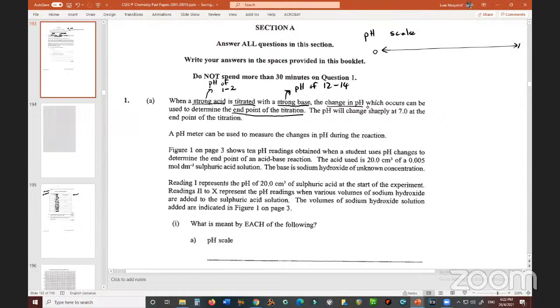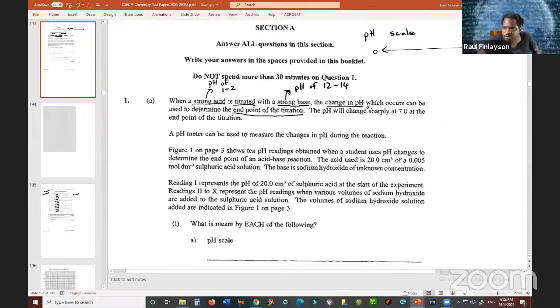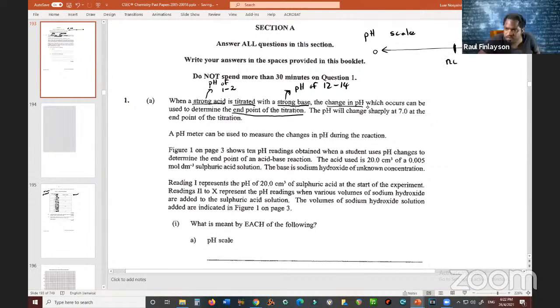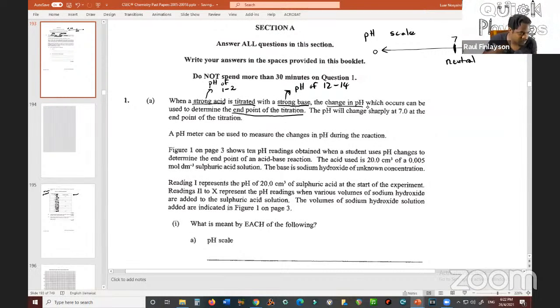0 to 14. Yeah, very good. What happens in the middle? It's neutral. Very good. That's all I need to know. That's simple stuff. The 7 is neutral. So that's where the endpoint is, guys.